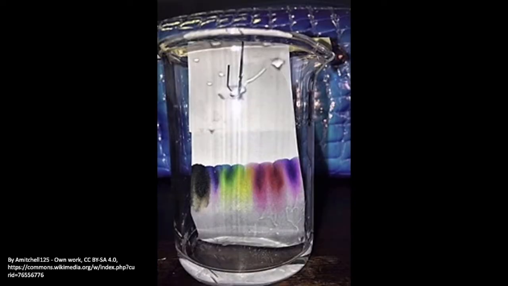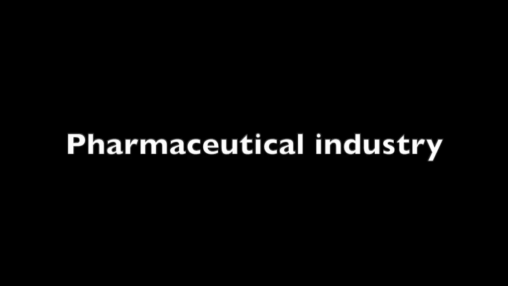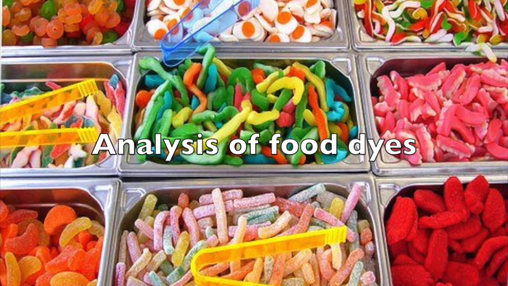Let's look at paper chromatography. Paper chromatography is a common practice for separating complex mixtures of various compounds to determine what's in them. Paper chromatography is sometimes used in the pharmaceutical industry to analyze different compounds in drugs. It's also used in forensics to analyze ink and to check for forgeries, because different kinds of ink have different pigments in them and they will separate out differently. Paper chromatography can also be used in analysis of food dyes and candies, drinks, jams, and jellies to ensure that only safe dyes are included.